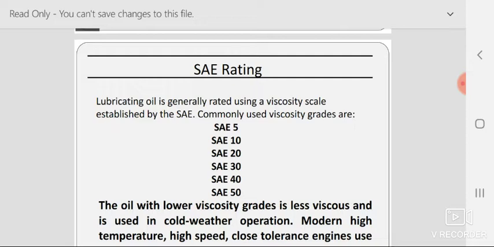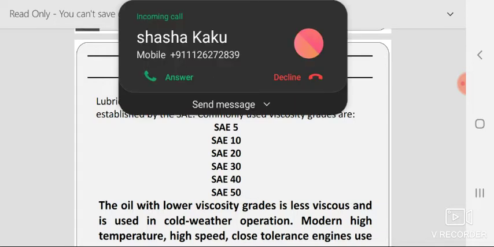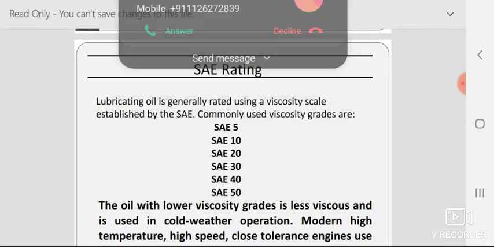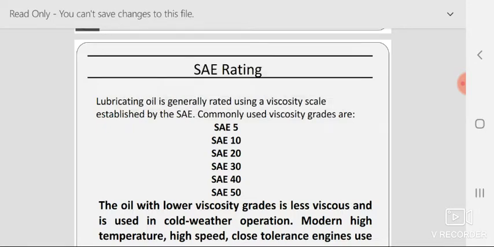So you have to take care in case of cold weather. There is a tendency of the lubricating oil getting viscous. So you should use in cold weather a less viscous, lower grade SAE lubricating oil. In case of summer weather, the lubricating oil can be a little high viscous. It is not much of a problem.